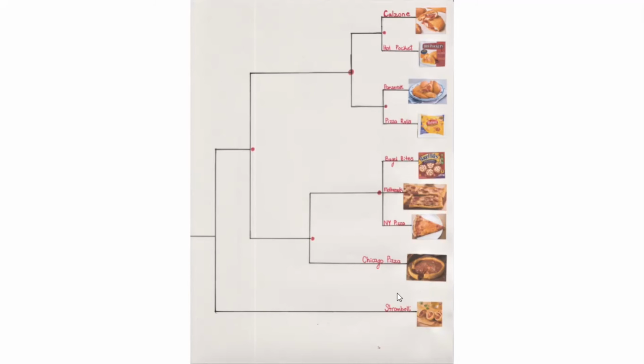And then my Stromboli is the outgroup, and I did this because I typically associate Stromboli with calzones and pizza. However, even though they are comprised of very similar ingredients of pizza dough, meat, and cheese, a Stromboli is more like a rolled up sandwich than it is anything else. So that's why it is an outgroup. It's related to these other forms, but it evolved much earlier, so it's phenotypically different.